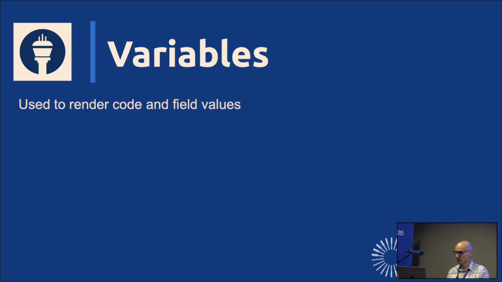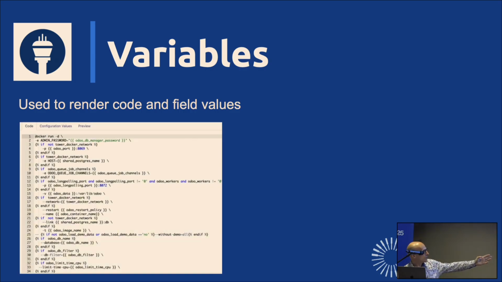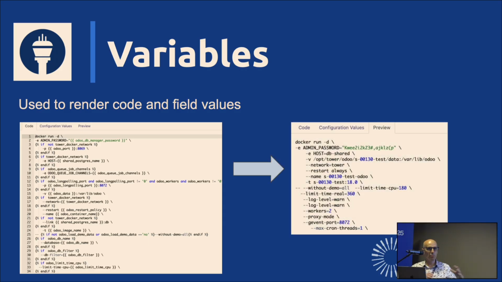Now, let's talk a little bit about variables, because variables are important for understanding what those commands are actually doing. Variables are used to render code and field values. This is an example of the code, and you see, this is Jinja. So we are not reinventing the wheel, definitely. We are just using standard tools which are already there. And this is an example of a command which has a lot of those variables. Now, when the variables are applied, you see this command being rendered for a specific entity.